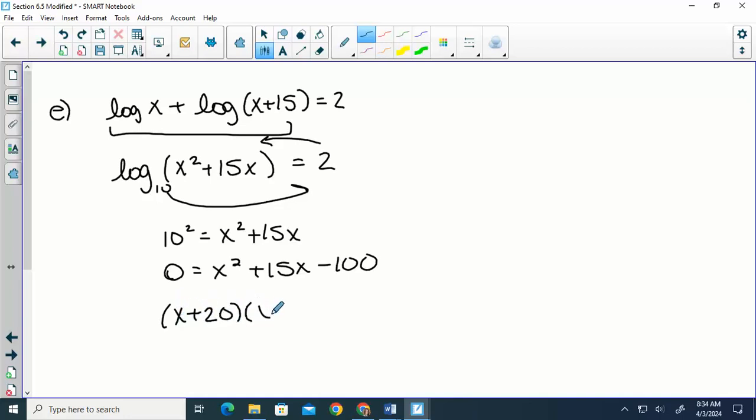We get negative 20 and positive 5. Do both answers work?